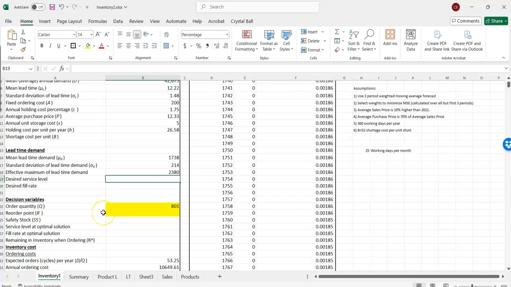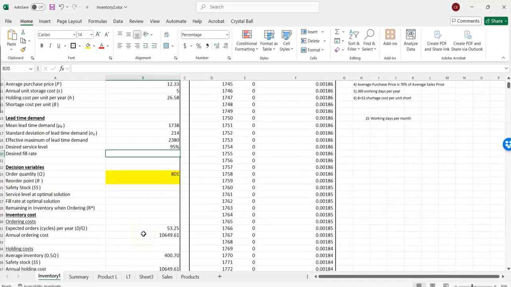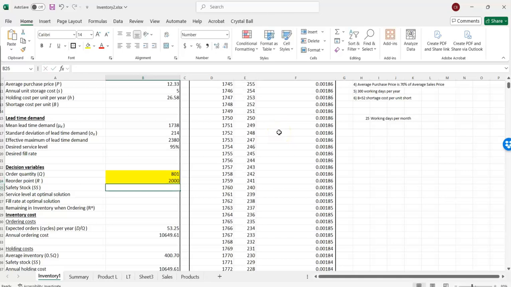Okay, now we're going to start out with a 95% service level target. We can certainly change that and try other targets, but that's what we'll try first. Right now we're not using a fill rate target, so we'll leave that. What we're going to do is set the reorder point somewhere between the mean lead time demand and the effective maximum. These are actually really large numbers, so let's just try 2,000. That's a number that's in that range. That's just a starting value. Of course, we're going to use Solver.